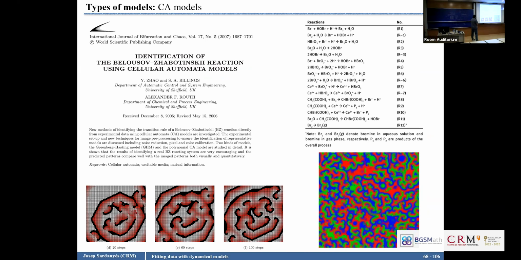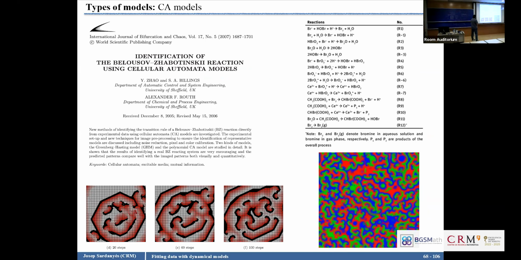And you can see that with the PDEs, you also have this patterning. Okay. If you do the same with a cellular automata, you can also see it. This is actually the paper I was showing you. This is Belousov-Zhabotinsky with cellular automata models, and this is what you get. These are like spirals that move in time.